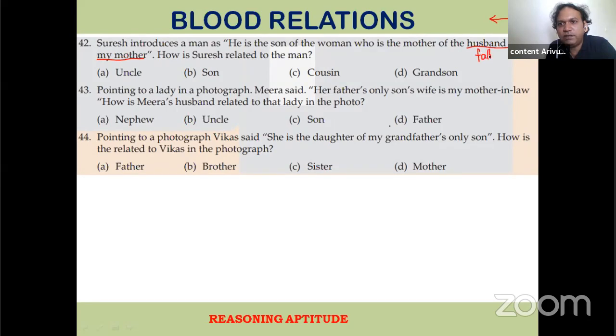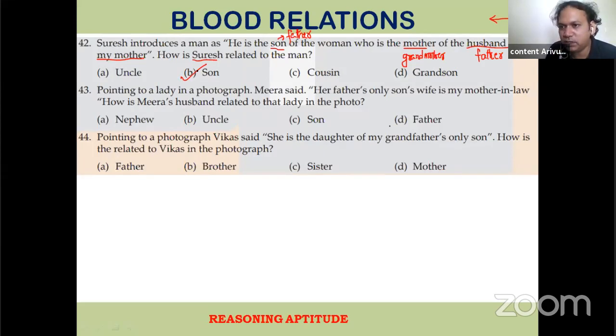Mother's husband means father. Mother of father means grandmother. Grandmother, right? And son of grandmother means father. It can be uncle also, but let's keep it simple for the time being. Father. He is the father. So how is Suresh related to the man? Answer would be son. It can also be nephew, but nephew is not in the answer option.